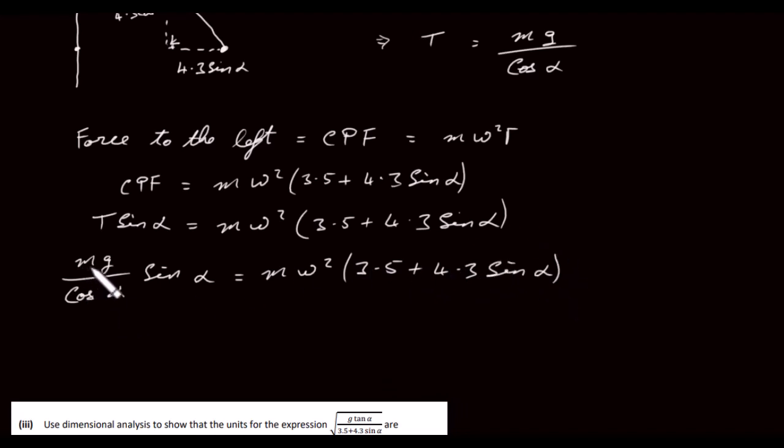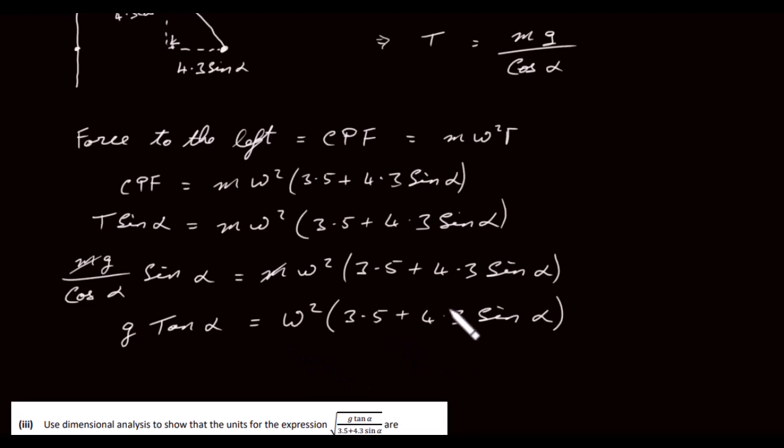Now we have an m on this side, so we can cancel that with this one here. So that'll give us, let's see, we have g times sine over cos, which is tan, so that's g tan alpha is equal to omega squared times 3.5 plus 4.3 sine alpha. Okay, so we're almost there.